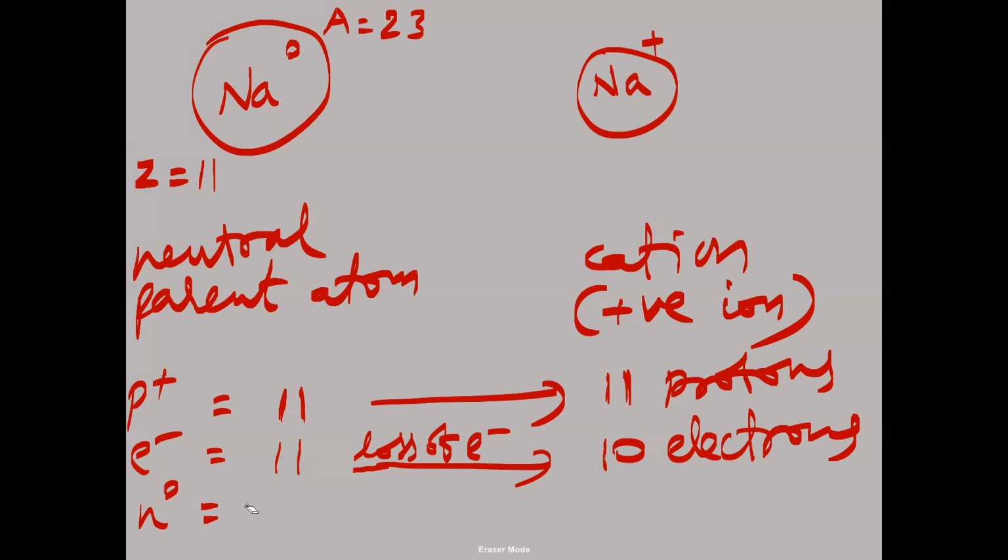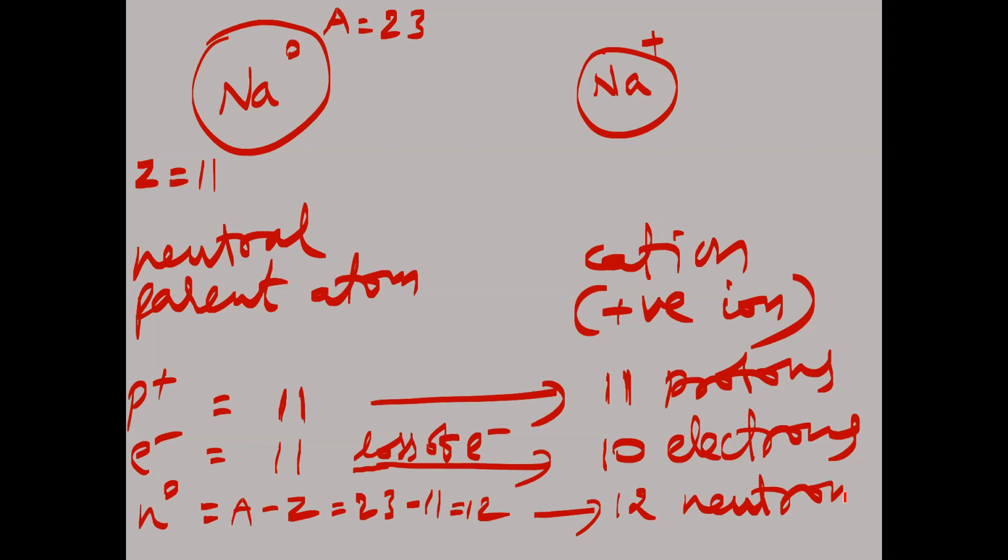The number of protons is the same in the neutral atom and the cation, but the number of electrons will be different. Next, how many neutrons here? What is the neutrons formula I told you? A minus Z. So 23 minus 11 is 12. So there are 12 neutrons in the atom. In the Na plus ion also, 12 neutrons will be present. So the number of neutrons is the same, the number of protons is the same, but only the electrons number is changing.